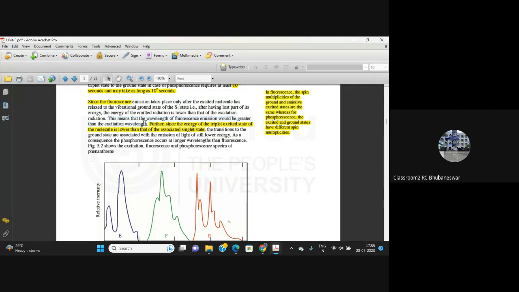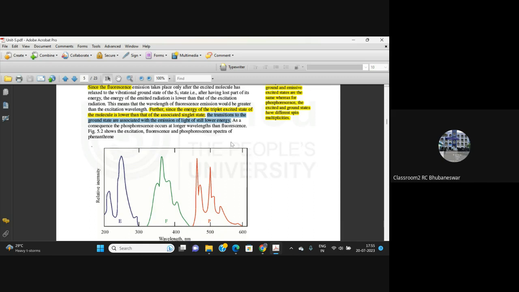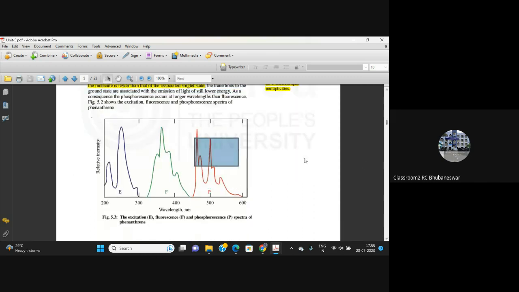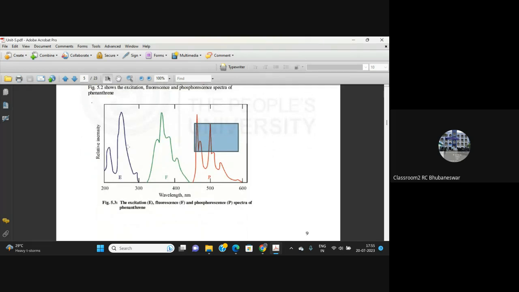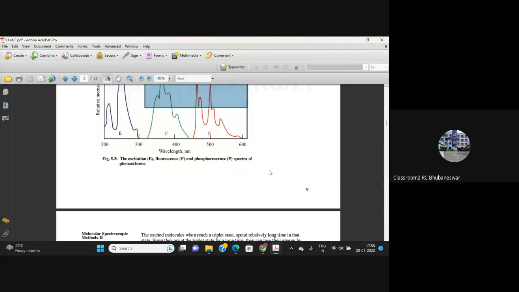Further, since the energy of the triplet state of the molecule is lower than that of the associated singlet state, as you saw in the Jablonski diagram, the transitions to the ground state are associated with emission of light at still lower energy. So you get phosphorescence again at a longer wavelength. Compared to excitation, you get emission processes, fluorescence and phosphorescence, at the longer wavelength region, and phosphorescence comes in the even longer wavelength region.